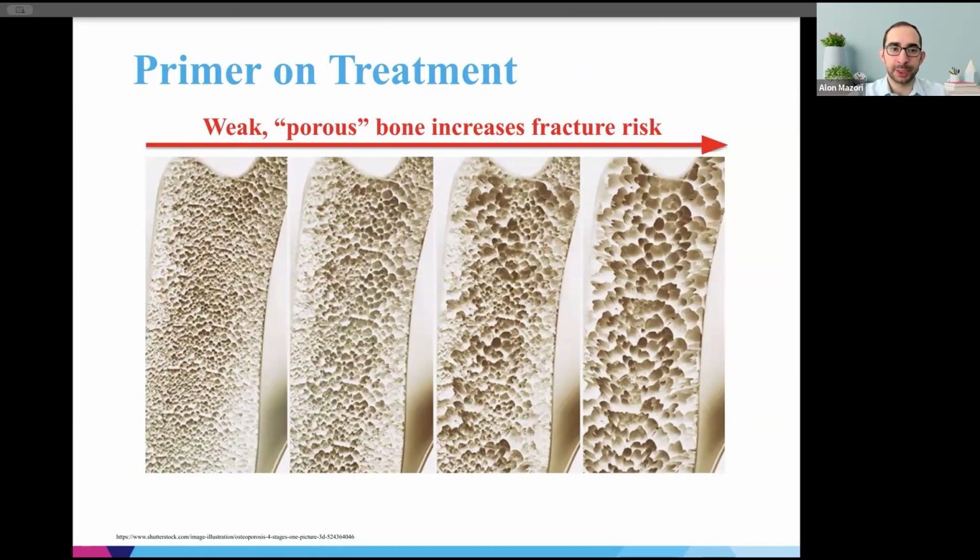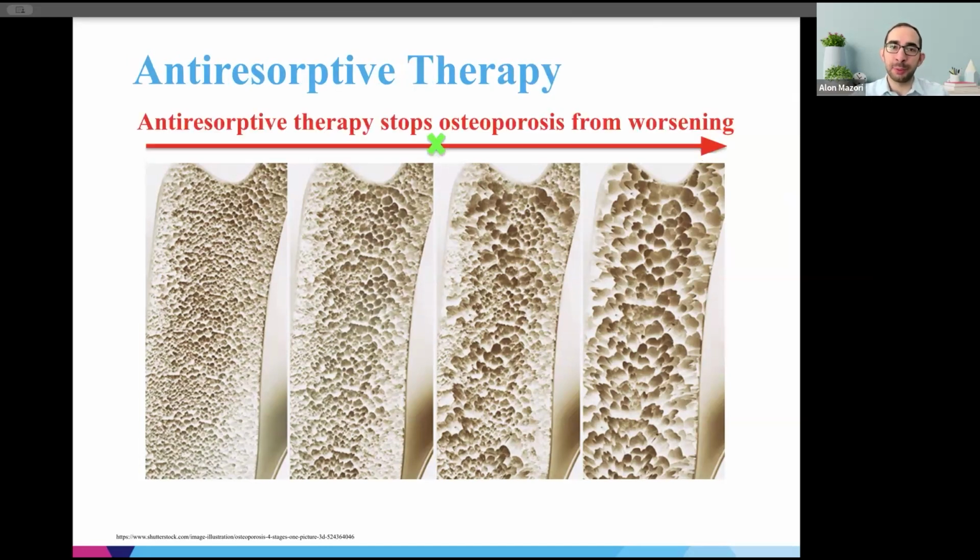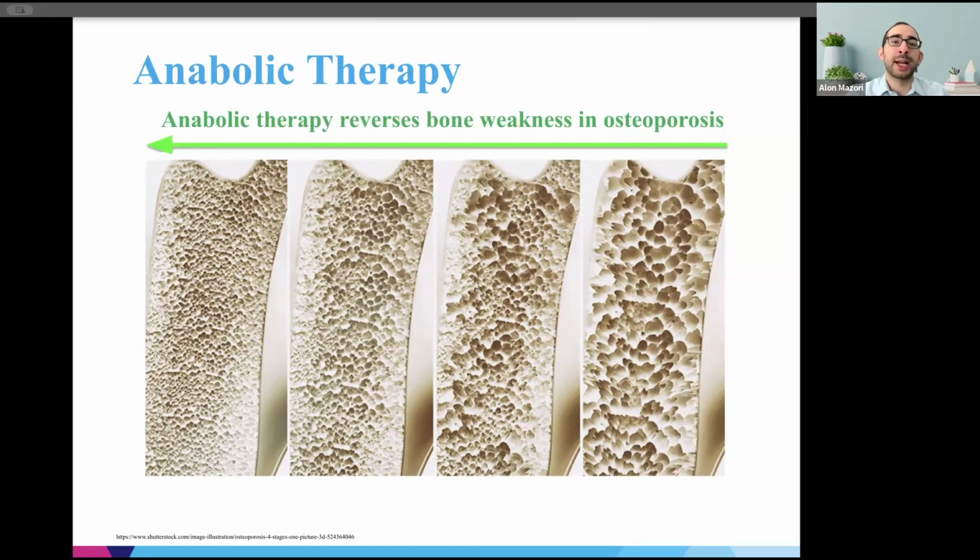If we shift gears to treatment, then this cartoon will help us. So we know that in osteoporosis, there's weak porous bone that increases fracture risk. And in anti-resorptive therapy, we stop the weakening of the bone. We stop the progression. In anabolic therapy, we actually reverse bone weakness. And you can imagine how the combination of anabolic therapy to reverse the weakening of the bones, and then anti-resorptive therapy to metaphorically lock in the stronger bone, is a very attractive option.